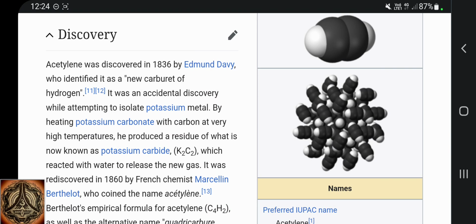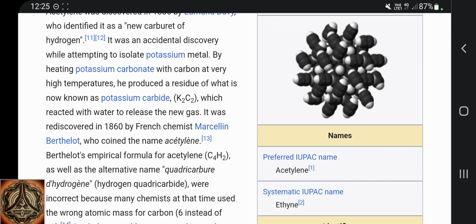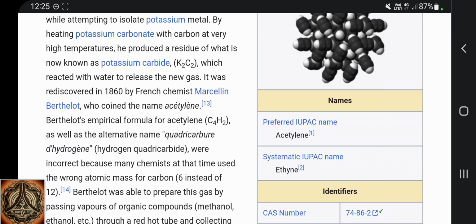Remember that. Acetylene was discovered in 1836 by Edmund Davy, who identified it as a new carburet of hydrogen. It was an accidental discovery while attempting to isolate potassium metal. By heating potassium carbonate with carbon at very high temperatures, he produced a residue of what is known as potassium carbide, which reacted with water to release the new gas.